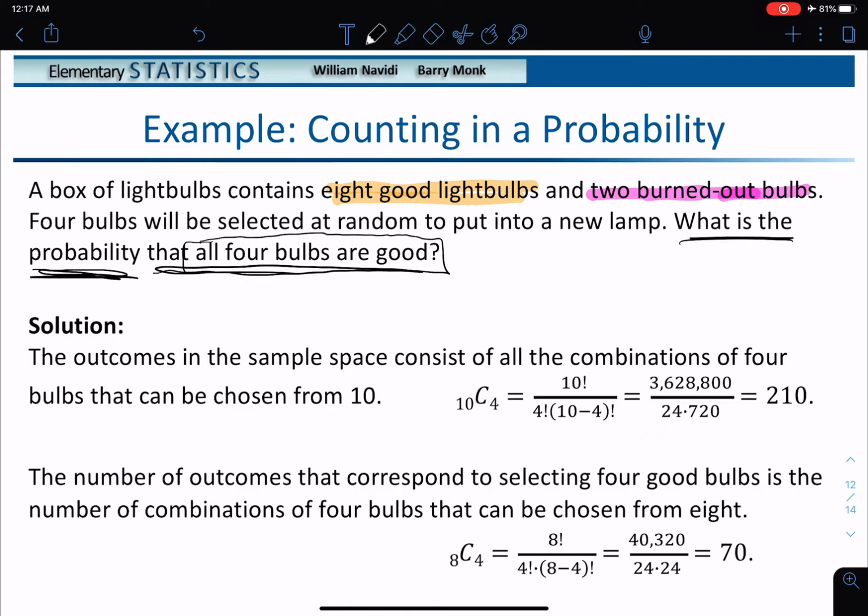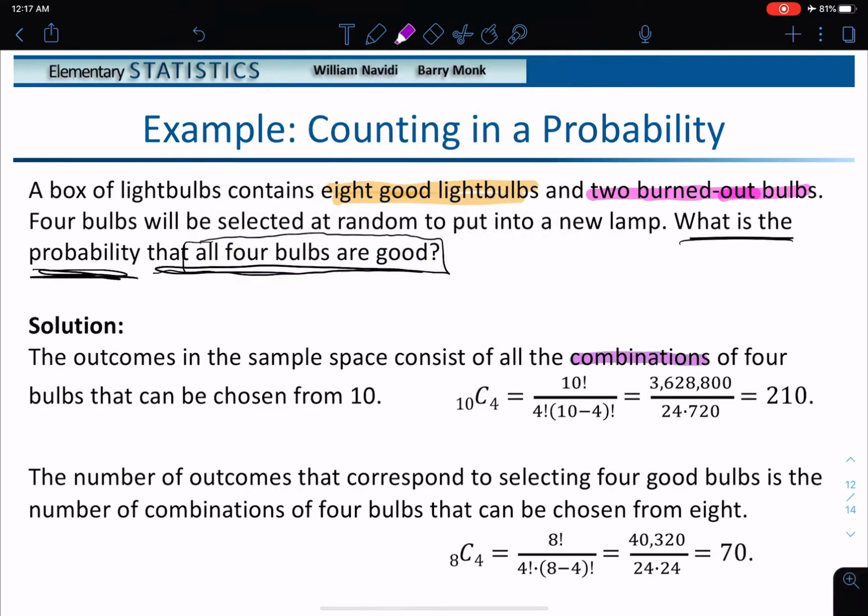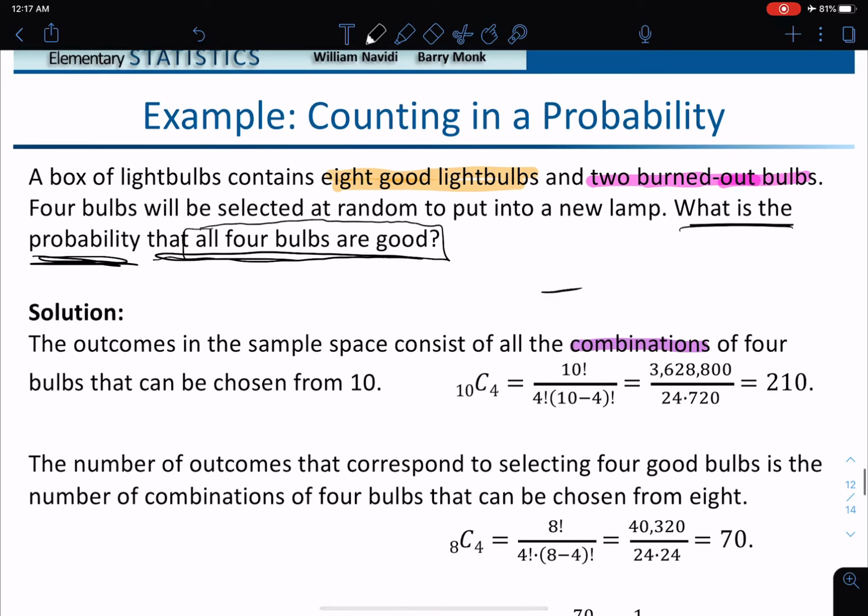Now, another thing I want to say is, why the heck are they combinations and not permutations, you might ask? Why are they combinations? Well, let's think about this. When you're looking at groupings of bulbs, here's how I'm thinking about it. 1, 2, 3, 4. You want 4 bulbs that are good.